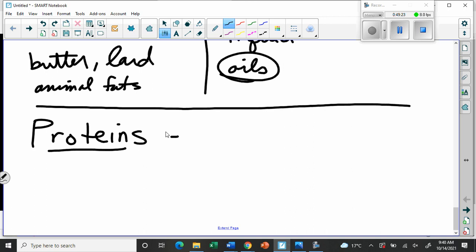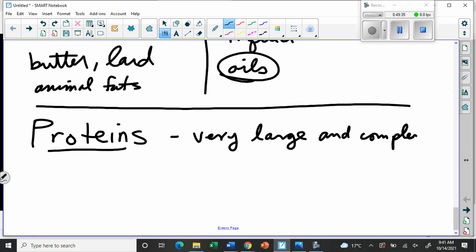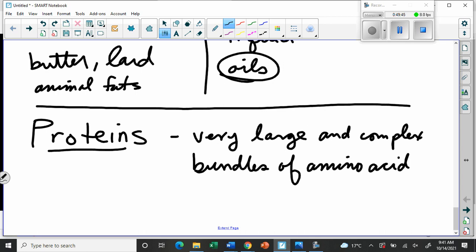Okay, so we're going to write down they're very large, huge molecules, very large and complex. Bundles of amino acid chains. Remember, each piece was an amino acid.